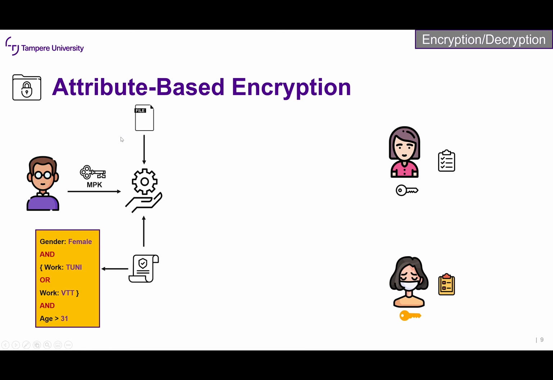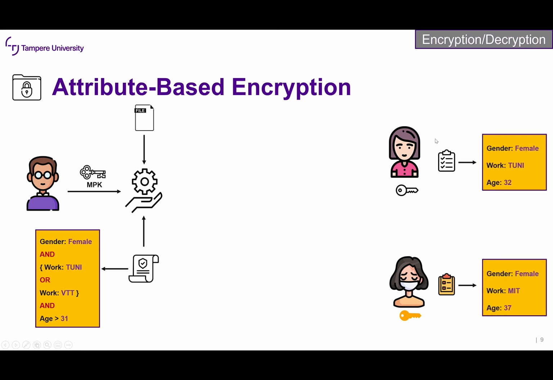Now, apart from that, let's examine the attributes of those users that we have on the right side of our screen. So Alice here has the attribute gender equal to female, works at Tuni, and her age is 32. Then the other user here is again a female. She works at MIT and her age is 37. So let's see how this works now.